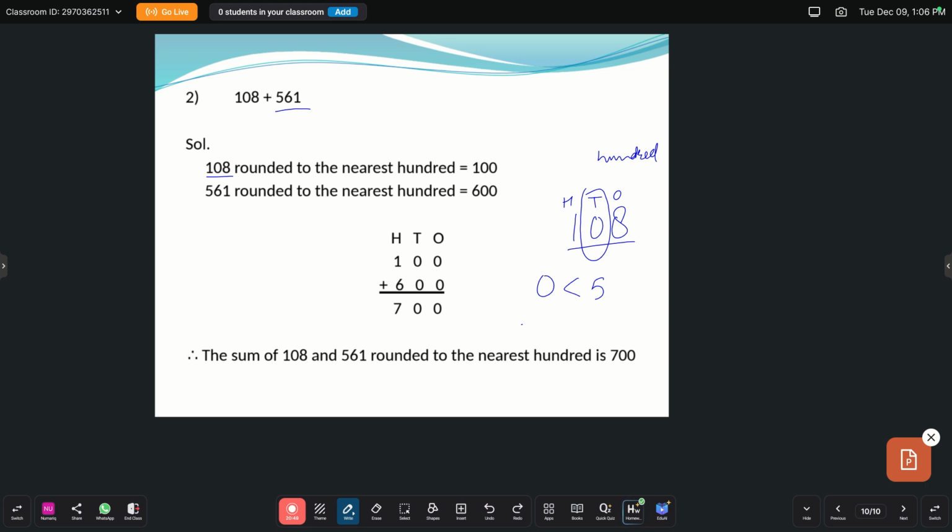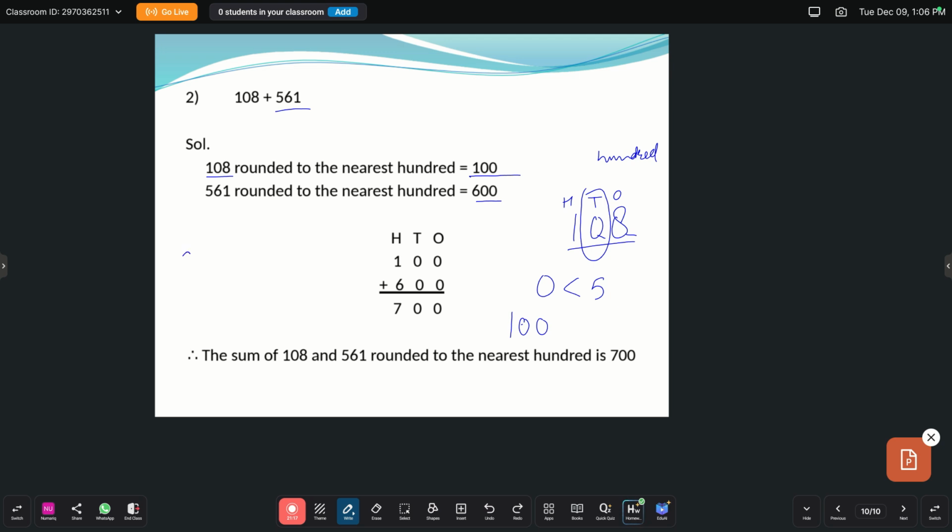So, the same 100: which digit is at the hundreds place? It is 1. And instead of this 0 and 8, we will write 0, 0. So, we will round this 108 to the same 100. Okay. Now, the next addend we have is 561, and we have to round it to the nearest 100. So, 561 rounded to the nearest 100 is 600.